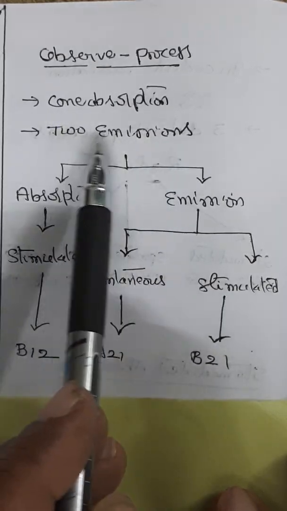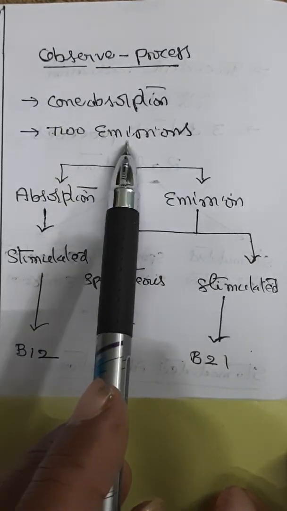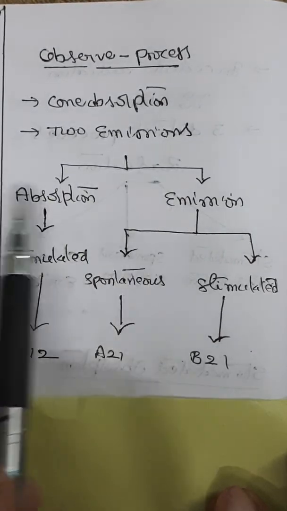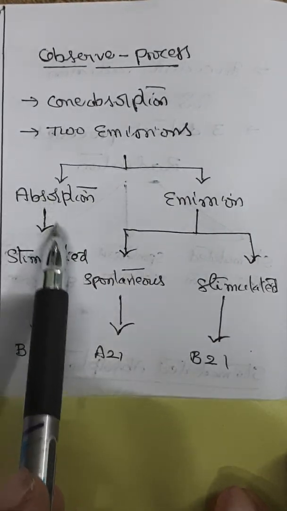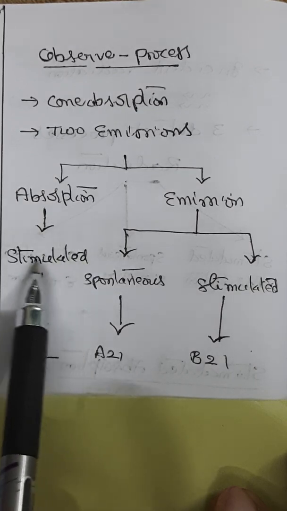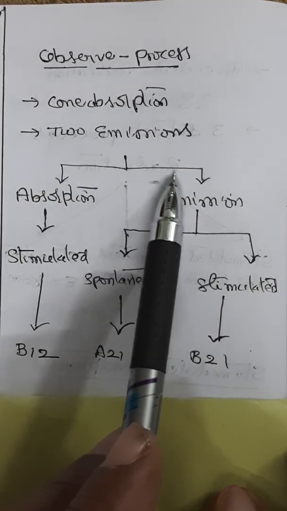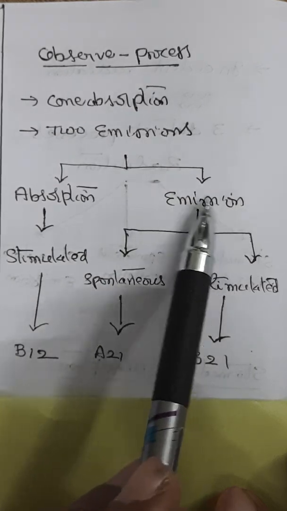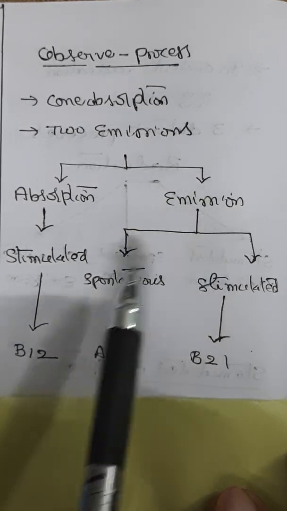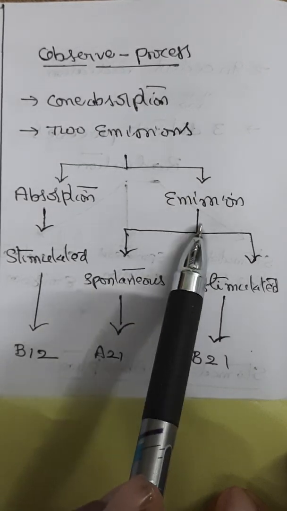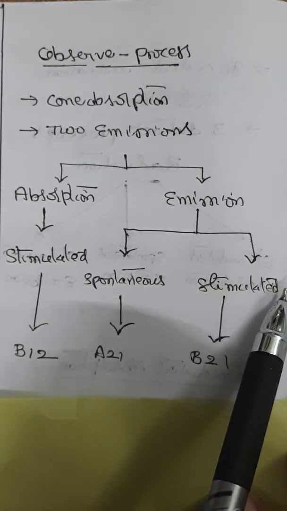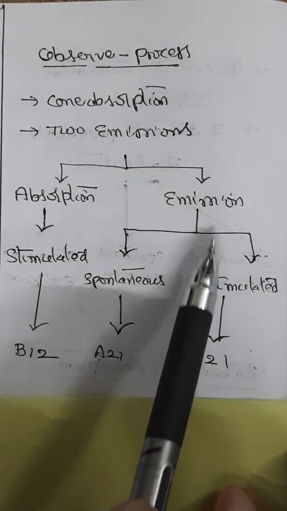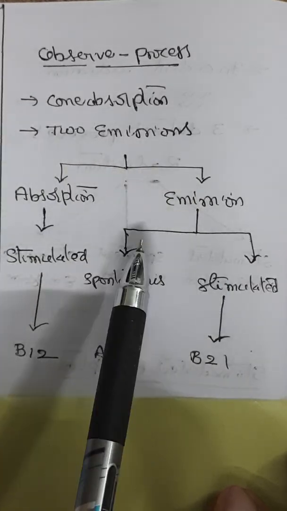Now how do we divide them? If you take absorption and emission, what is that absorption? That absorption is nothing but stimulated absorption of radiation. Whereas if you take emission, there are two types of emission of radiation taking place. What are those two? One is spontaneous emission of radiation, another is stimulated emission of radiation. That means altogether you have three distinct processes taking place in a laser environment.